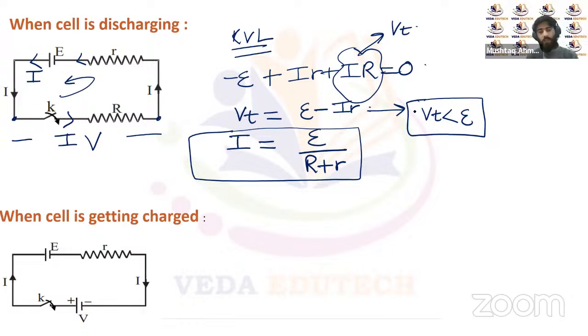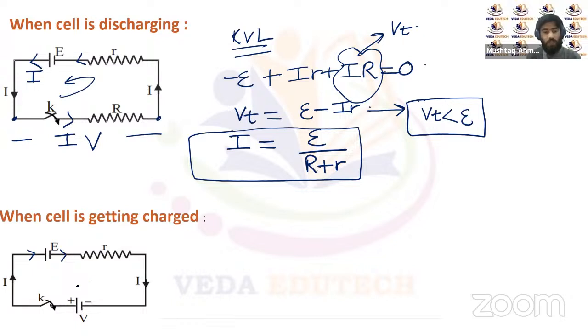Now, the second case is when the cell is getting charged. When the cell is getting charged, it means the current will now be flowing in the opposite direction. The current will flow from the negative terminal of the battery to the positive terminal of the battery, right? It will now be getting charged.